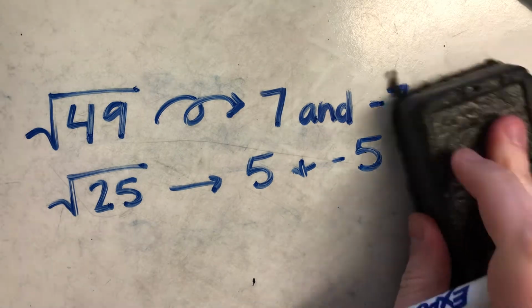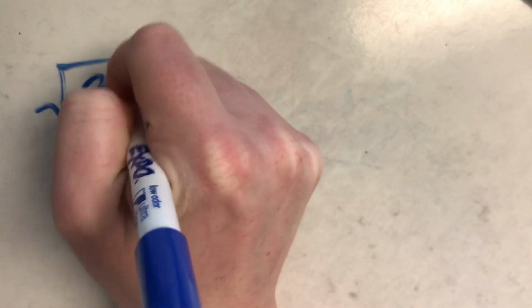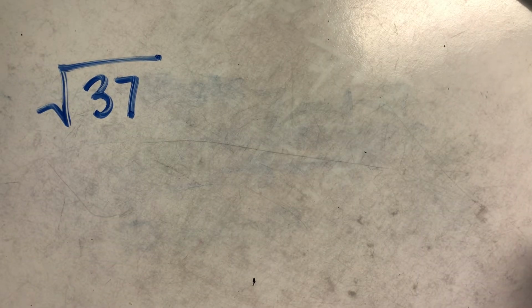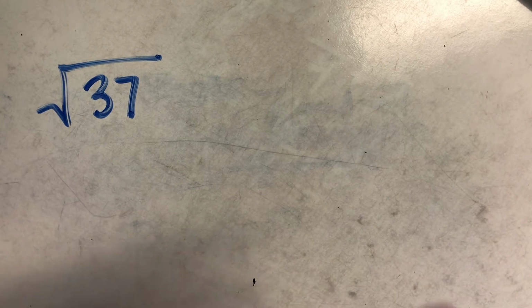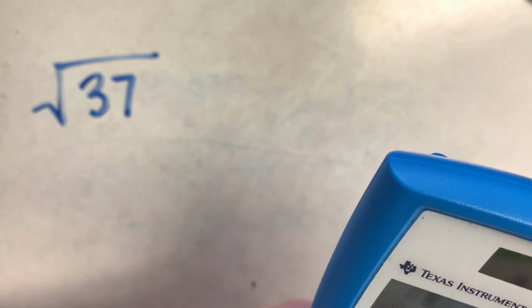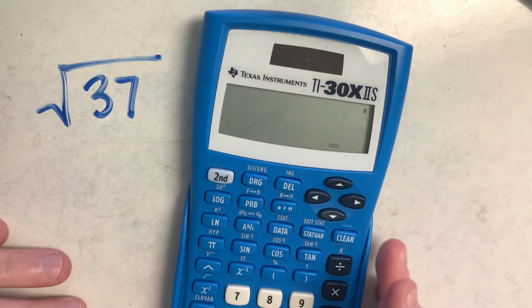Now all of these are pretty easy because these are our times tables that we all know. But what if you end up seeing something like the square root of 37? That's not one that we have memorized. We don't automatically know a number times itself to give us 37. You're going to come across that quite a bit.